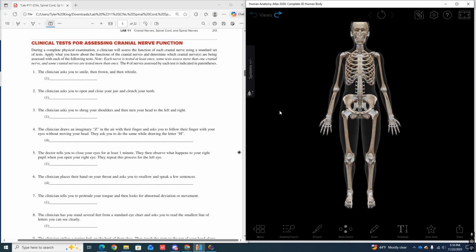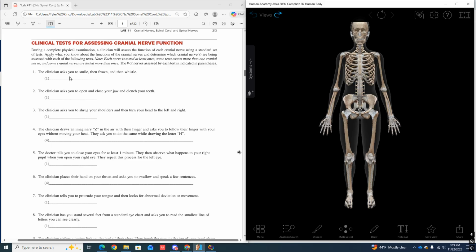Okay. So, clinical tests. This is one of our learning objectives. It's going to basically give you a scenario of what a clinician is doing to you to try and test all your cranial nerves. Some of them have 1 answer, some of them have 4. If they have multiple, 2 or 3, they're going to be numbered in the parentheses. The first one here, only 1 cranial nerve.